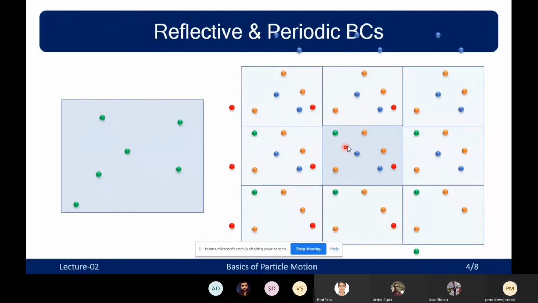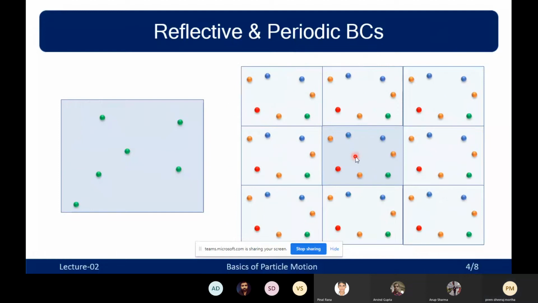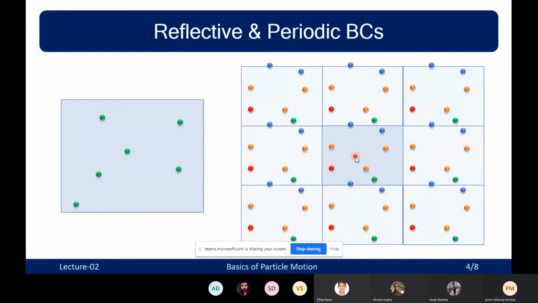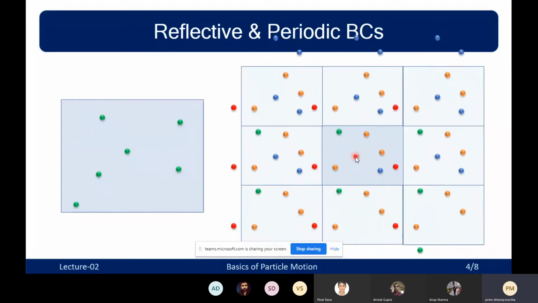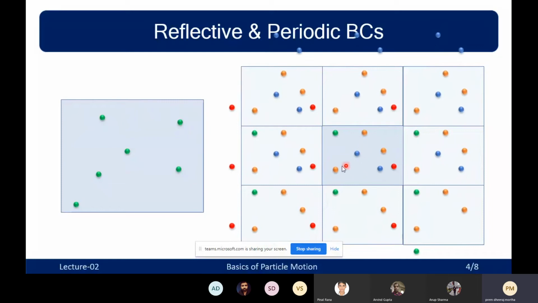So this system is imitating whatever is happening in a very huge system. This is not the behavior of a system when it is very small. Huge quantities of liquids will have this kind of behavior. So you don't have the limitation of boundaries entering into your simulation results when you take periodic boundary conditions. You can simulate a very large system using very few particles in your hand.